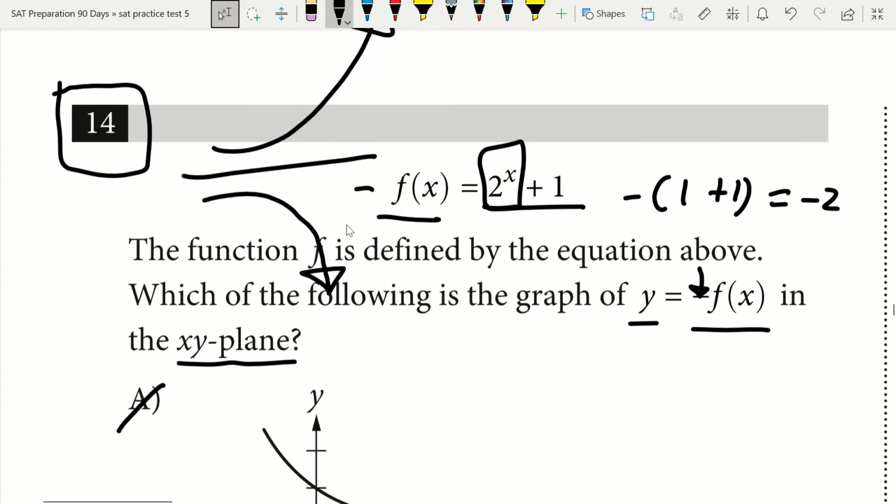The big things to take away are that anything raised to the power of 0 is going to equal 1, and then also just understanding that if you have y equals negative f of x, you're just flipping f of x over its x-axis. So those are the two big things to understand from this video.